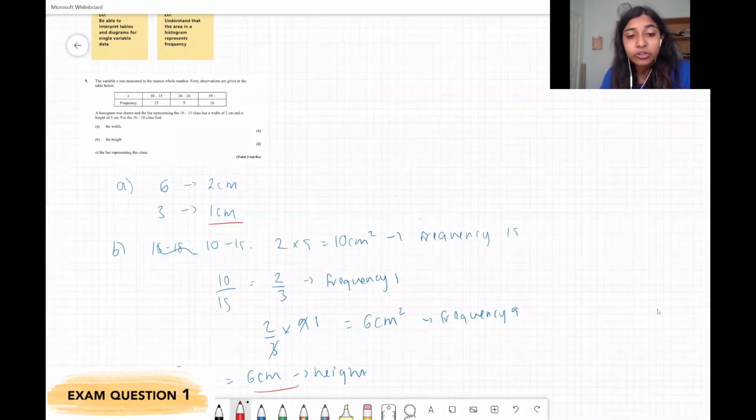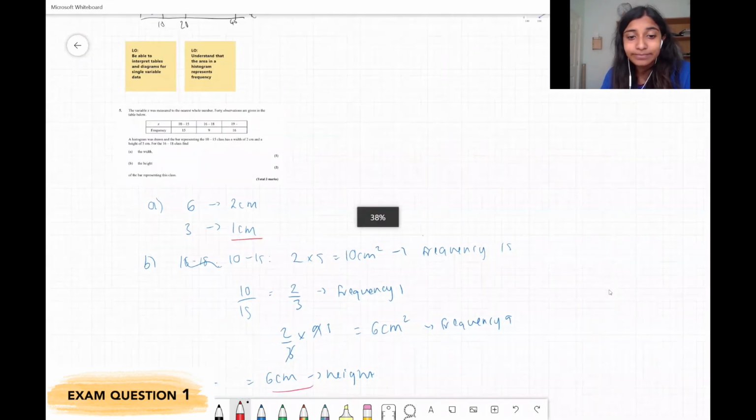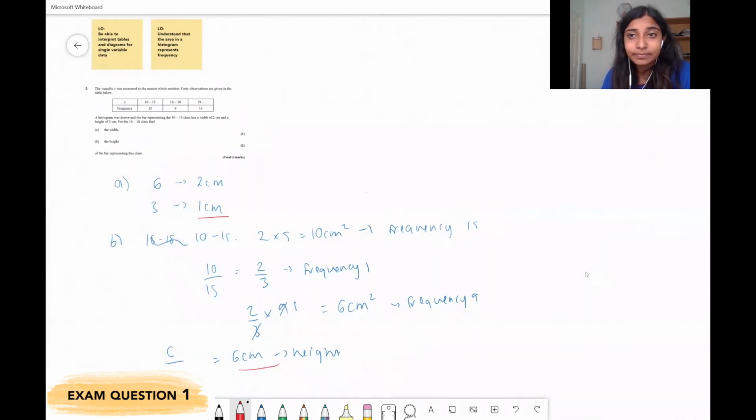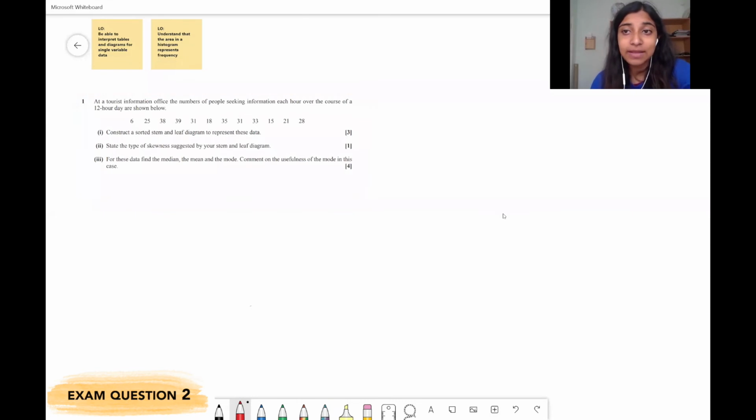So now let's try another question. We have another exam style question here. Again, feel free to pause the video and try it out for yourself first. At a tourist information office, the number of people seeking information each hour over the course of a 12-hour day are shown below. First, we want to construct a sorted stem and leaf diagram to represent the data.